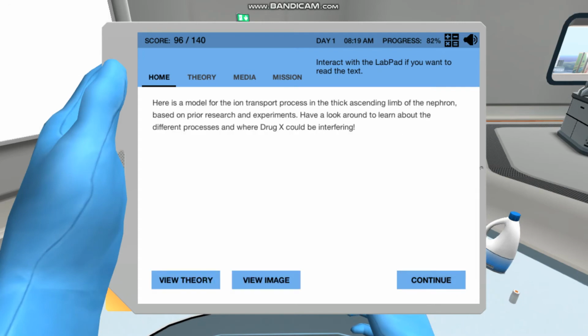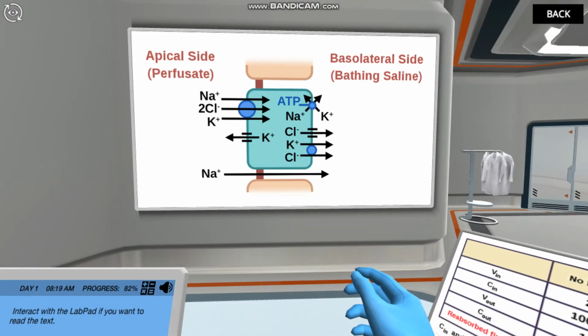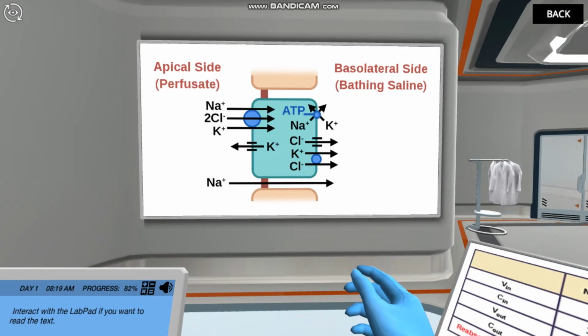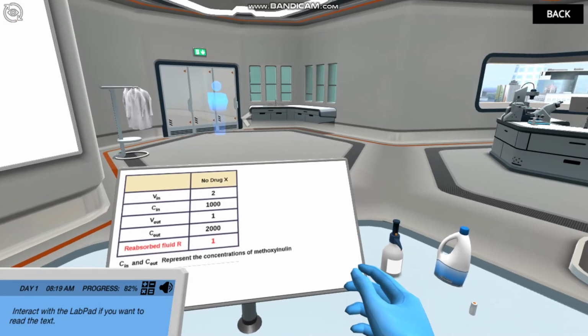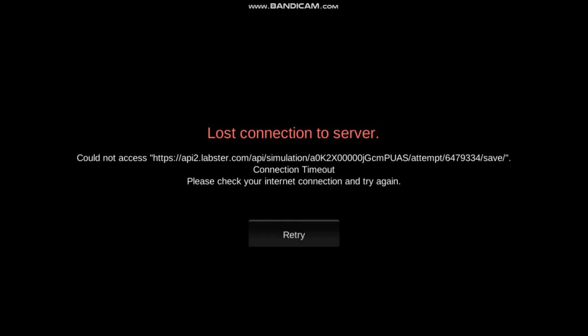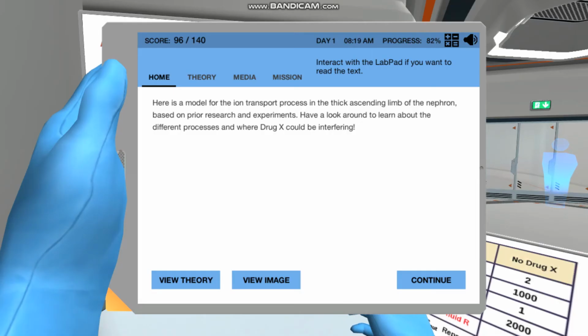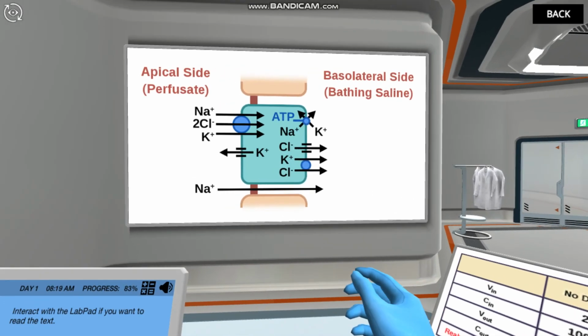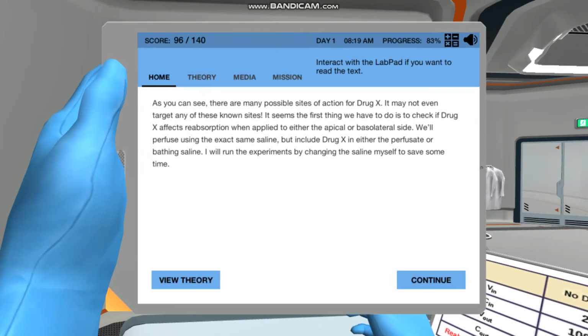Here is a model for the ion transport process in the thick ascending limb of the nephron, based on prior research and experiments. Have a look around to learn about the different processes and where drug X could be interfering. As you can see, there are many possible sites of action for drug X. It may not even target any of these known sites.